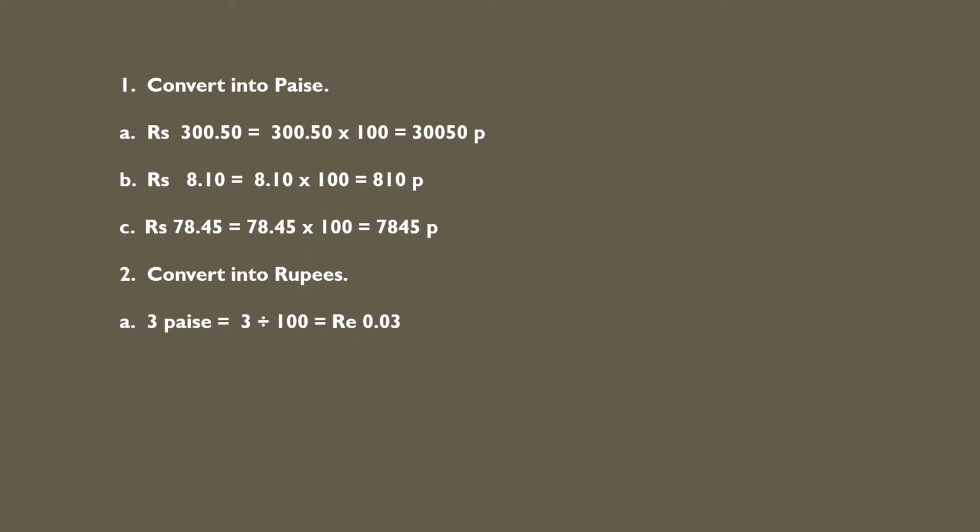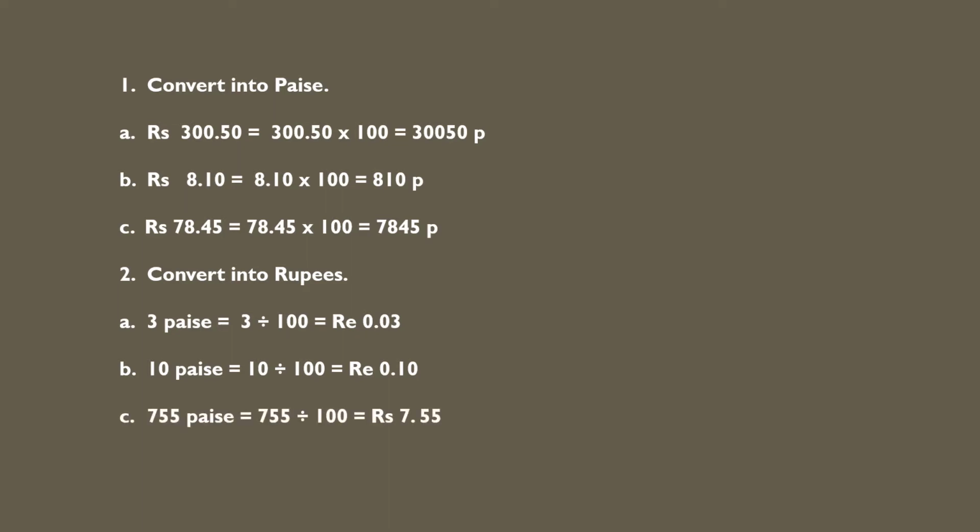0.03 rupee. Why? Because from the right you have to count 2 digits and then you have to put the point. So as it is 3 paisa, you will first write 3, then you will put 0 and then after that the point. As there is no rupees here, put 0 in the rupees column also. Then B part, 10 paisa. That also you divide by 100, so you will get rupee 0.10.